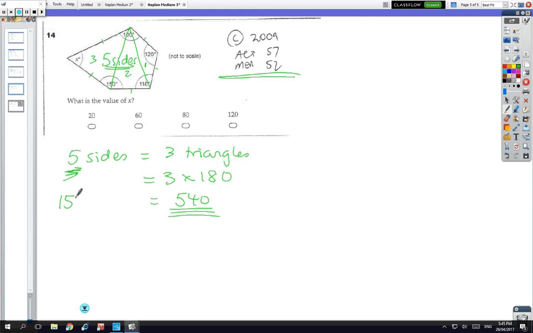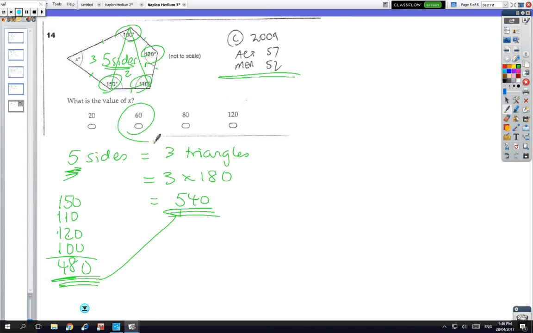So I've already got 150, I've already got 110, I've already got 120, and I've already got 100. So I've got these numbers. Okay, so I add those numbers up. 0, 2 plus 1 is 3 plus 5 is 8, 1, 2, 3, 4. So I've got 480 degrees, and I've got to get 540 degrees. So the missing angle is 60 degrees.